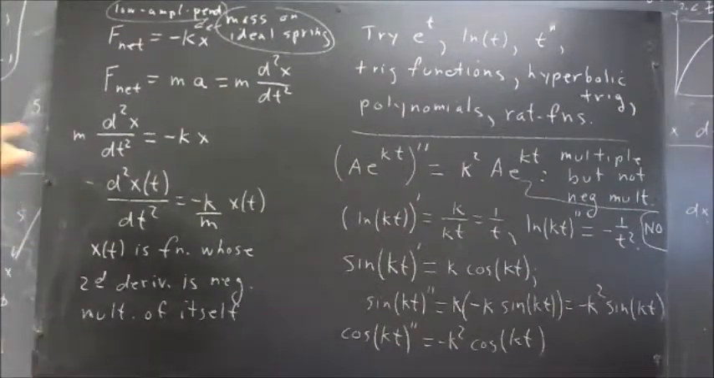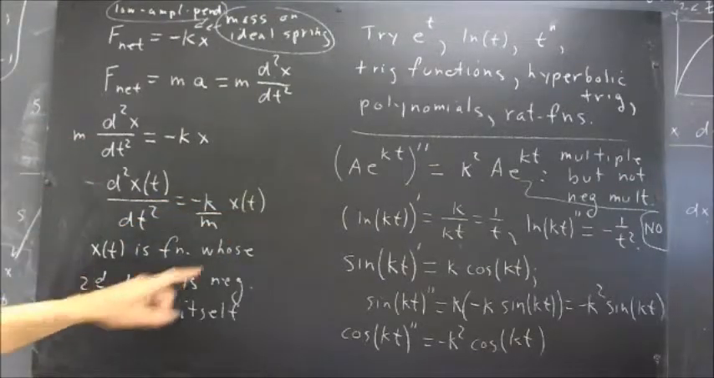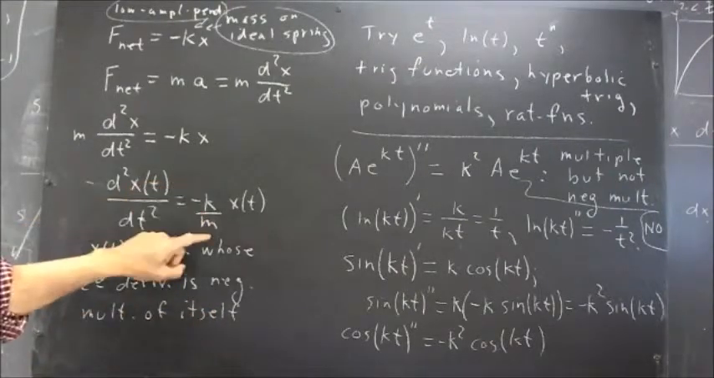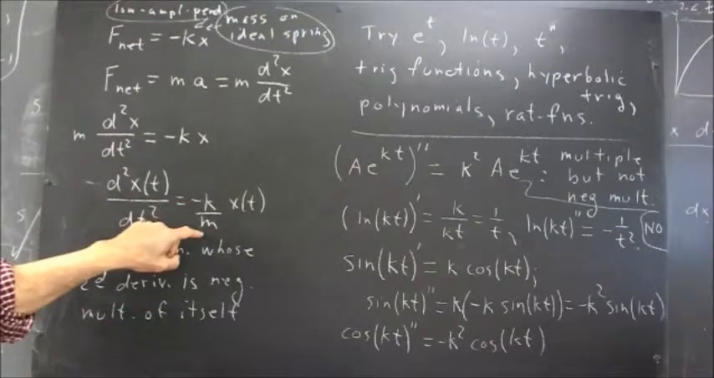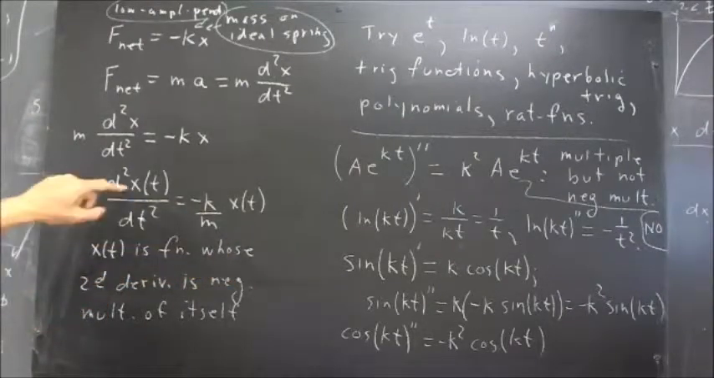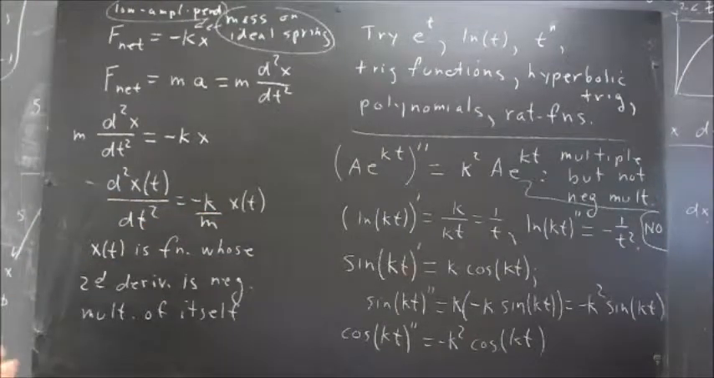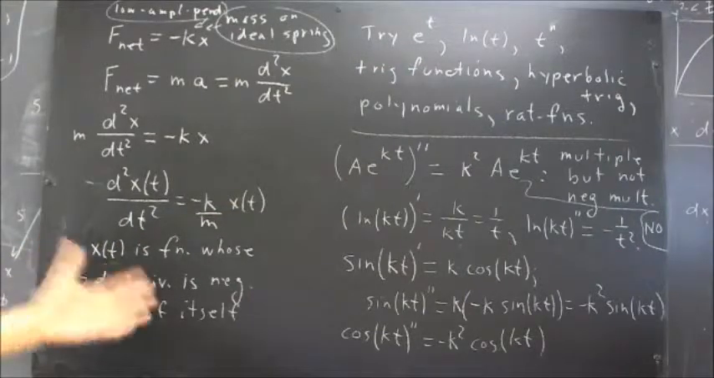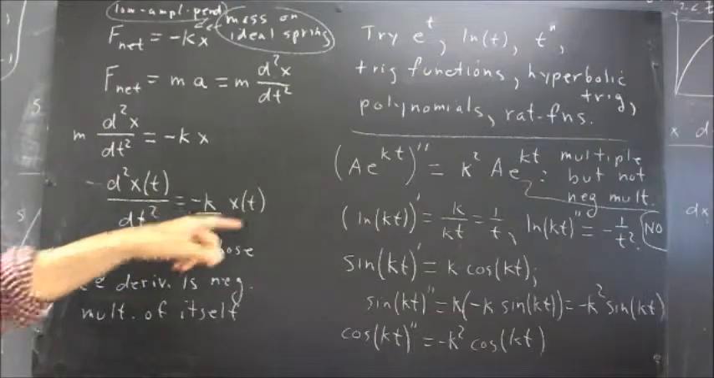Okay, now this then says that x of t is a function whose second derivative is a negative multiple of itself, because negative k over m, k and m are both positive quantities. So negative k over m is a negative quantity, so that the second derivative of x is a negative multiple of x itself. Well, what kind of function could x of t be? This is kind of limiting. There aren't many functions whose second derivatives are negative multiples of themselves.